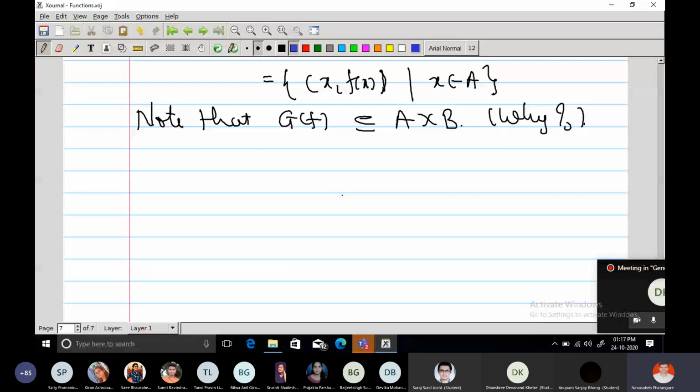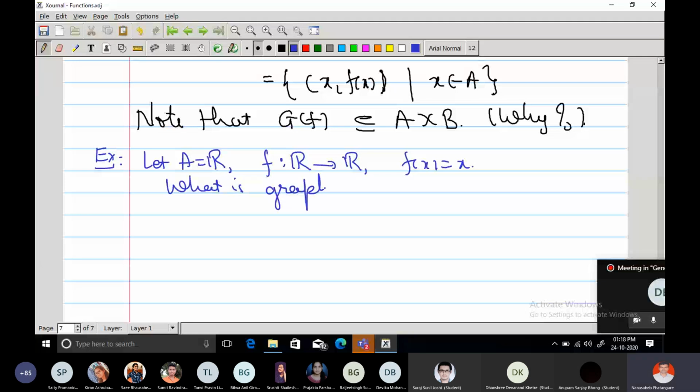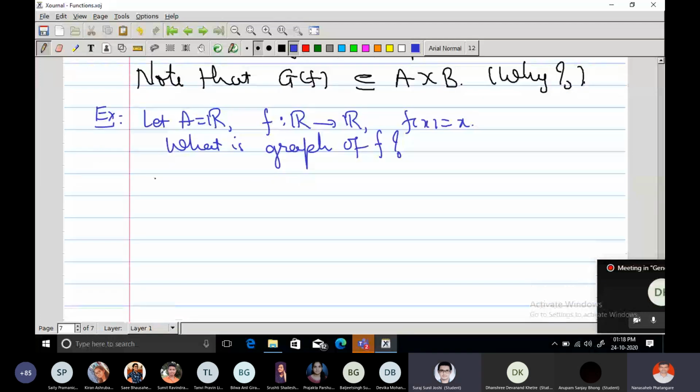Let A be equal to R, and we define f from R to R, f(x) is equal to x, the identity function. This is the identity function. So what is the graph of f? Do you understand what is the graph of this? A straight line passing through the origin. Right.